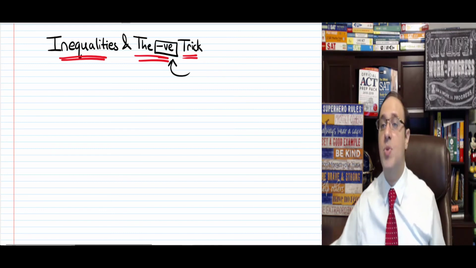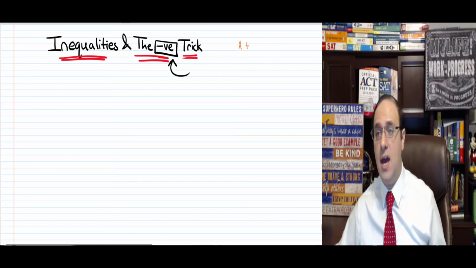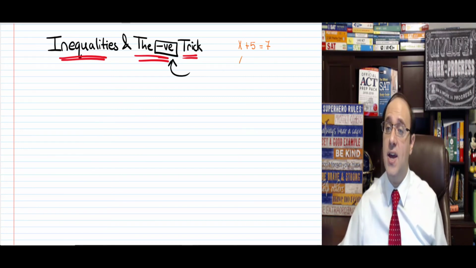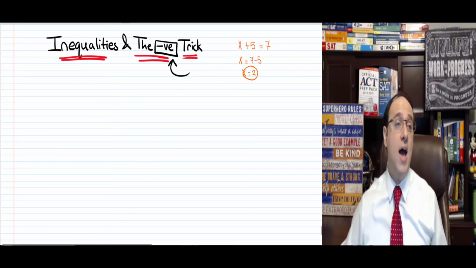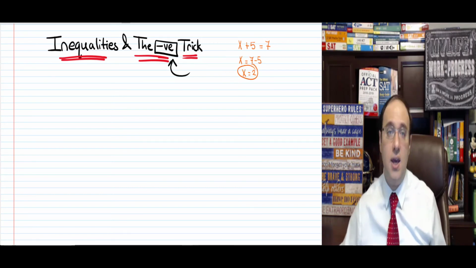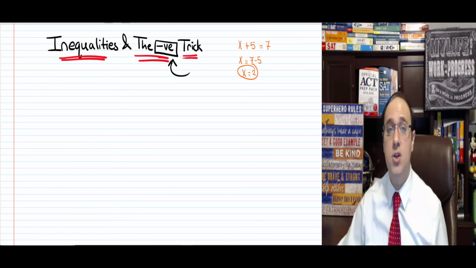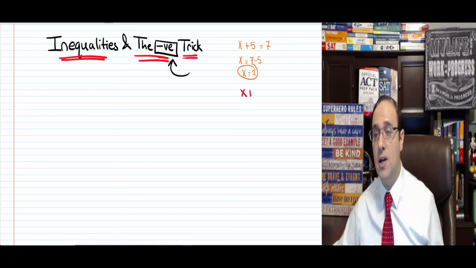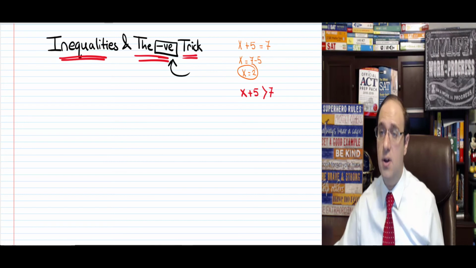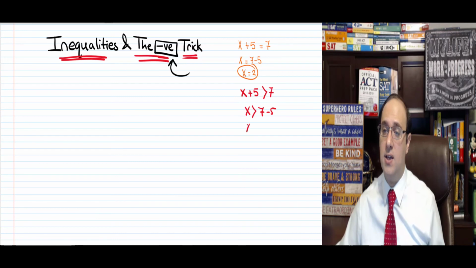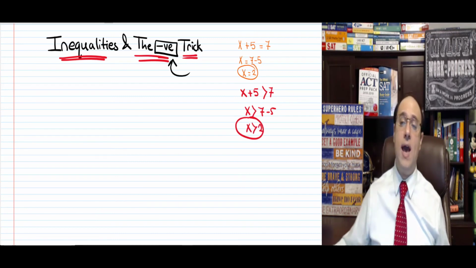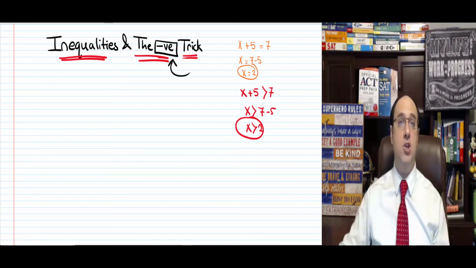So just as a quick reminder, if I was able to say that x plus 5 equals 7 in an equation before, and I get rid of the plus 5, making it minus 5 on the other side, leaving me with an answer of 2, I could simply do the same thing if it were an inequality. So if I had x plus 5 is greater than 7, I would simply say that x is greater than 7 minus 5, x is greater than 2. Look how similar they are. There is no major difference.